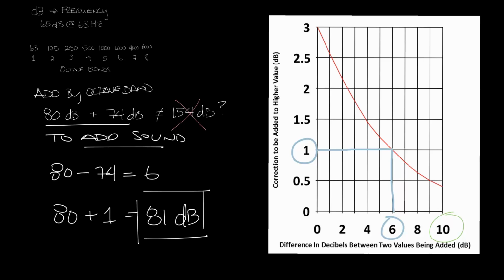One is that if your two sound sources are more than 10 dB apart, you can see that the curve trails off to 0. So as long as they're more than 10 dB apart, you hear the louder sound source. This is why when we run a lab test, we make sure that the sound of the unit being tested is more than 10 dB louder than the background sound in the room.